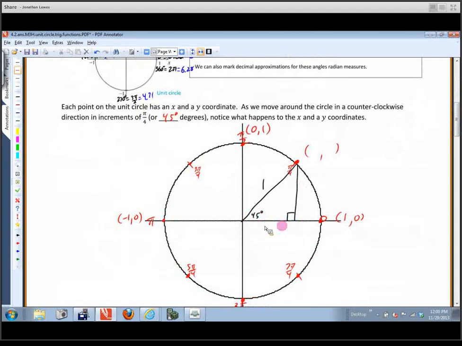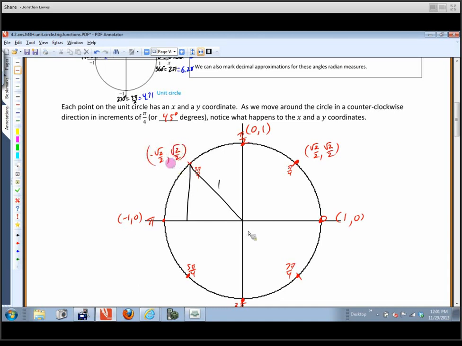I would have gone over radical 2 over 2 and up radical 2 over 2, the exact same amount in each of those directions. So I've got that taken care of. Well, if I were to do the same thing over here, like swing this triangle over here, again, this is 1 unit, that would make this, we're going in the negative direction, so that's going to make this coordinate negative radical 2 over 2. But I still went up, so that's going to be radical 2 over 2.